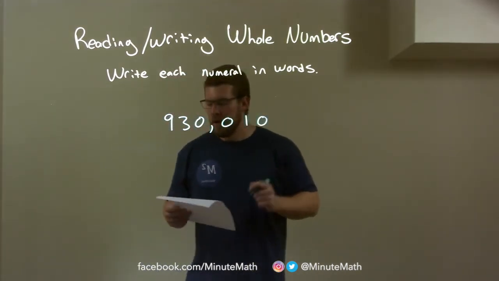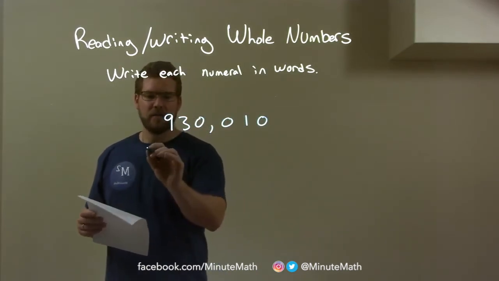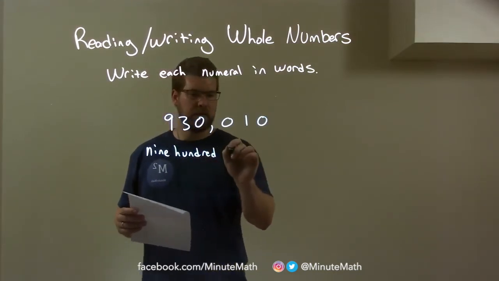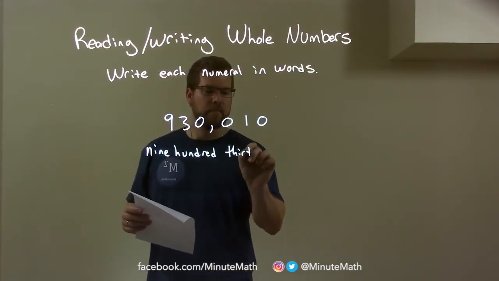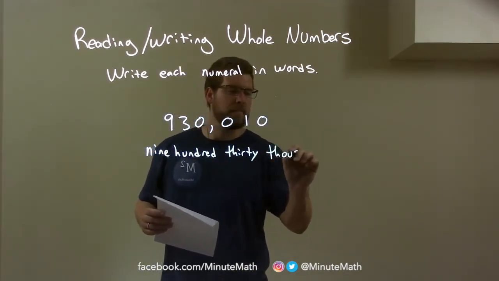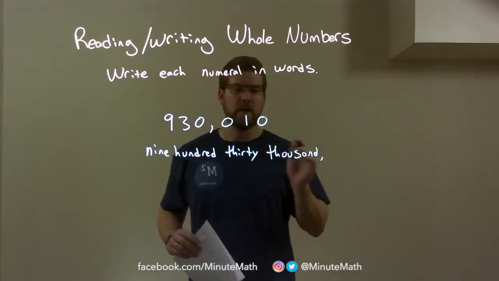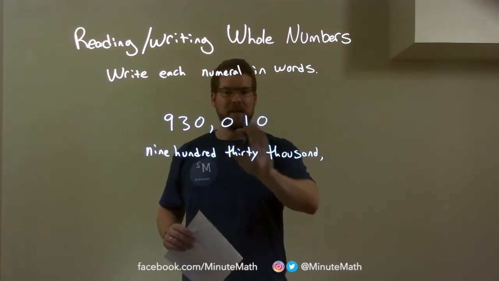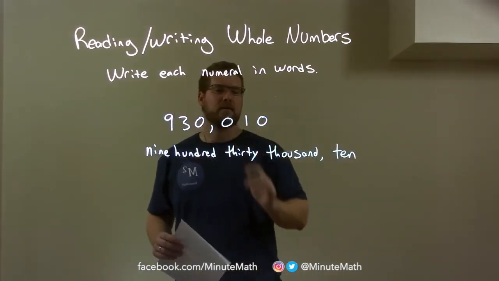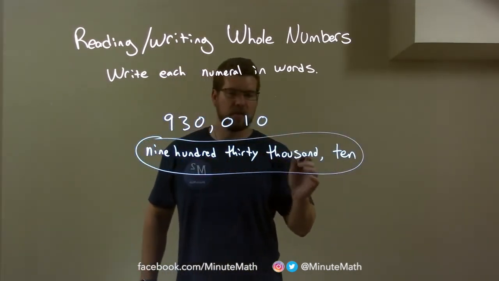All right. 930,010. Okay. Well, first thing I look at is 930, okay? And that is 930, right? 930. But this is in the thousand section, so 1,000. So 930,000, and the last little bit is just, in this last section, is just 10. Okay? So once we break it down into two parts, it's pretty easy. Okay, we have our answer, 930,010.